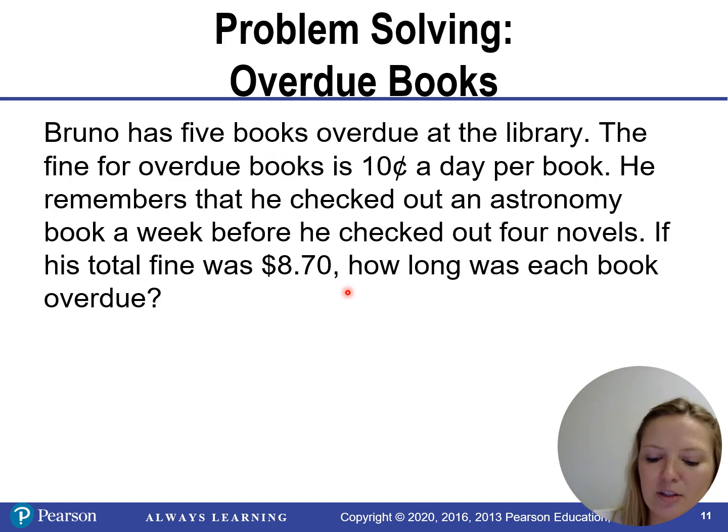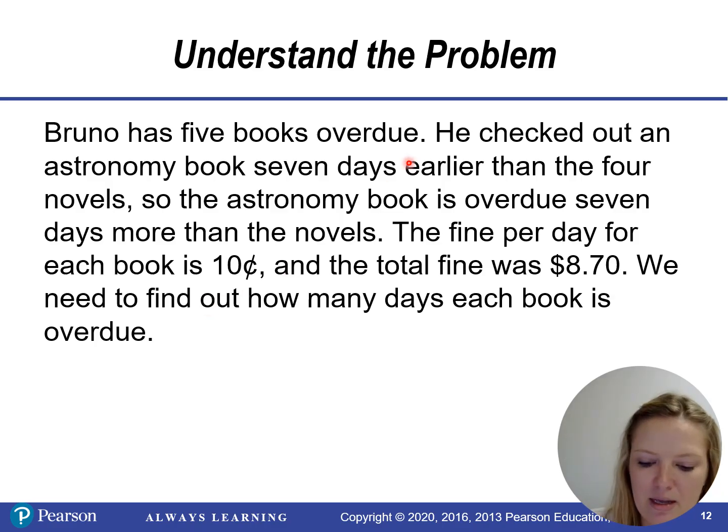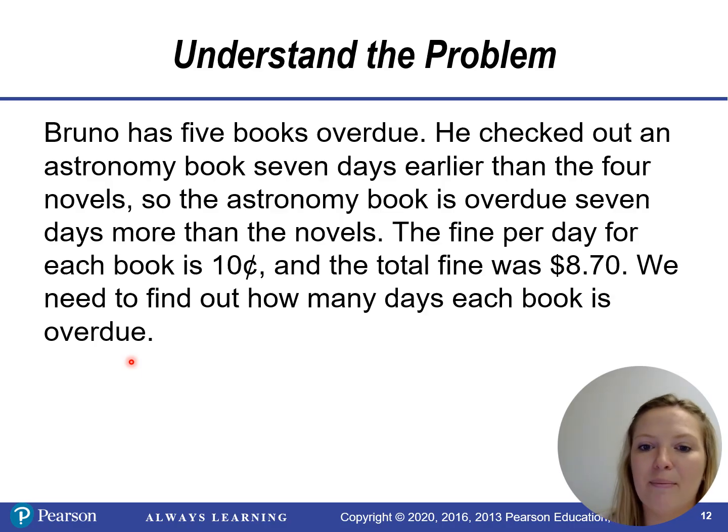So first things first, we want to figure out what this problem is even saying. So if we try to understand the problem here, we know he has 5 books overdue. He checked out the astronomy book 7 days earlier than the 4 novels. So the astronomy book is 7 days more overdue than the novels. The fine per day for each book is 10 cents, and the total fine was $8.70. So we need to figure out how many days each book is overdue.